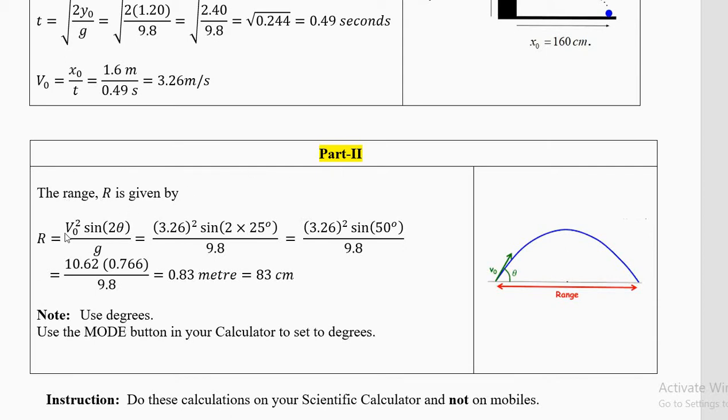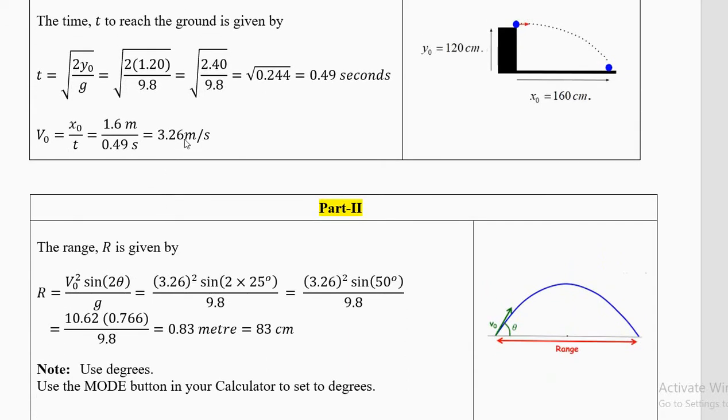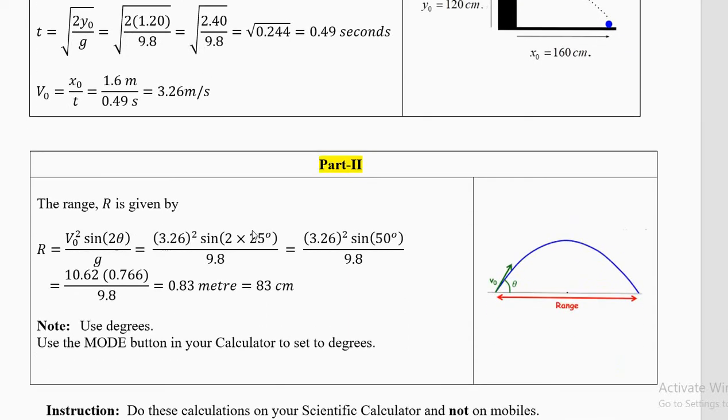The range R is given by v0 square sine 2 theta divided by g. How much is v0? 3.26. How much is the angle? 25 degrees. 2 into 25 is 50. So you will get 3.26 whole square into sine 50 divided by 9.8. Remember this formula for the range. This red line is the range, this green is the angle, and this is the tangent to the parabola, which is v0, which we have calculated to be 3.26 meters per second.